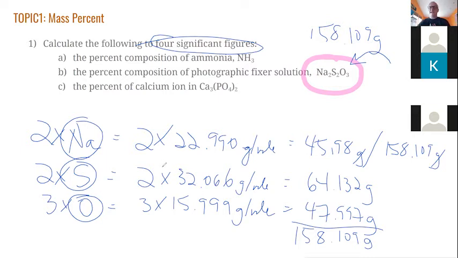And then for a percentage, that's our ratio, but we want a percent composition. So what's the last thing we need to do to that number? Multiply it by 100. Right. And then we do the same thing with the sulfur and with the oxygen, each time dividing by 158.109 grams and multiplying by 100. So for sodium, what do we get for a percentage?